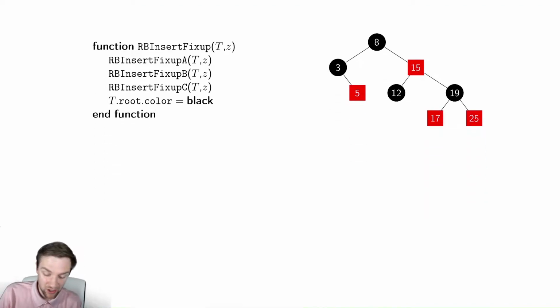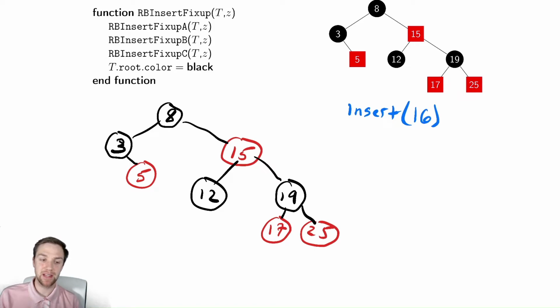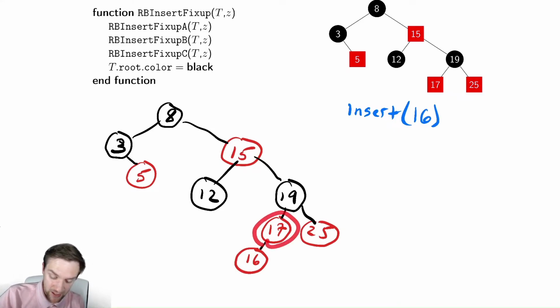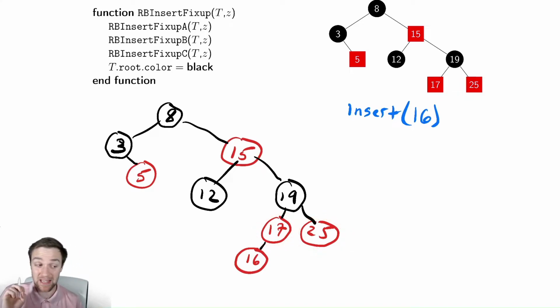So let's see how that occurs in this example that we have here. Let's suppose we wanted to insert 16 into this red black tree. In order to do that, it would end up being the left child of 17, and it would start as red. And then let's consider which of our cases we are in. Looking at the tree, 17 is red and 25 is red. And if we remember, that was case 1.